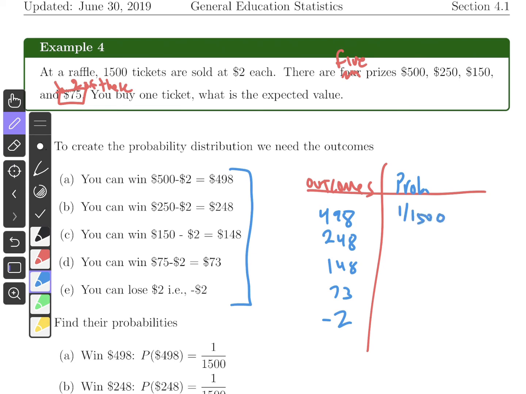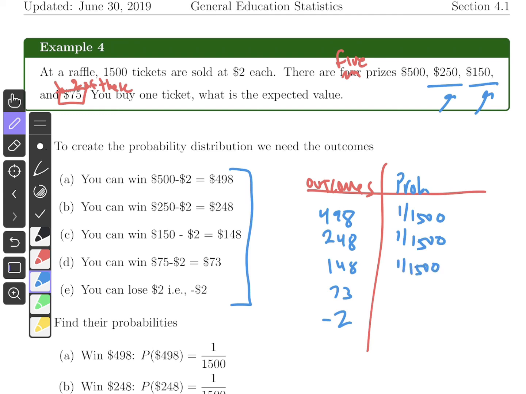So pretty unlikely. And actually, because each one of these prizes is only going to happen one time, that means there's only one ticket that's going to win the 250. And so the 248, or the 250, but you win 248, is a 1 out of 1,500 chance. This is a 1 out of 1,500 chance.